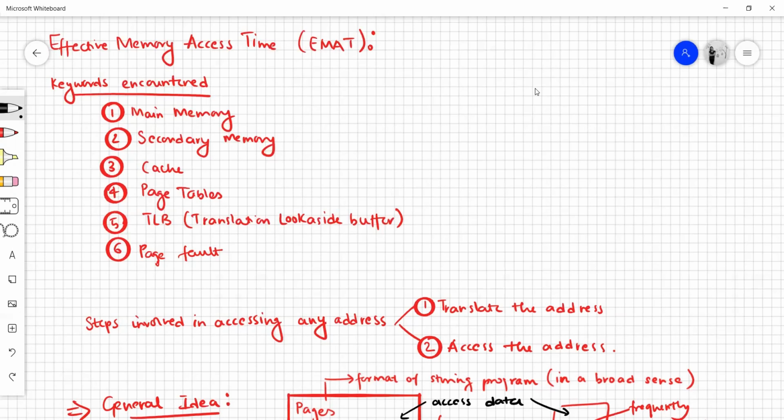Okay, so if you are preparing for GATE and you have gone through the operating system topic, and even if in your courses you have had this topic, then you'll find that we sometimes have some problems and confusions related to the topic called effective memory access time calculation.